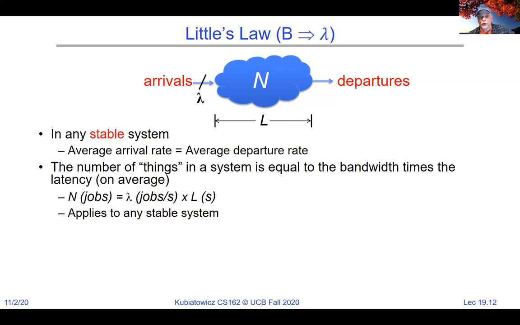because it's a stable system. And so the way to think of that is you take the speed at which they're coming through the door times how long you waited, and that tells you how many people ought to be in the line. All right, so that's the McDonald's, you know, Big Mac equation here, Little's Law.